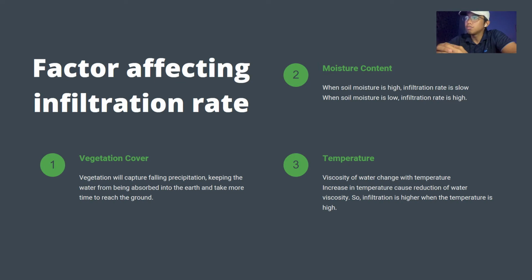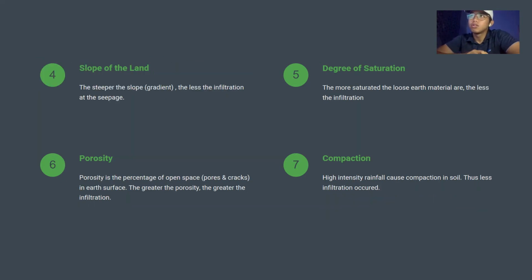Okay, the third one is the temperature. As we know, viscosity of water changes with temperature. Increase in temperature causes reduction of water viscosity. So infiltration rate is higher when the temperature is high. So the next one is the slope of the land. The steeper the slope, which means the gradient, the less the infiltration, such as a hill. The infiltration rate at a hill is lesser than the infiltration rate in a football field.